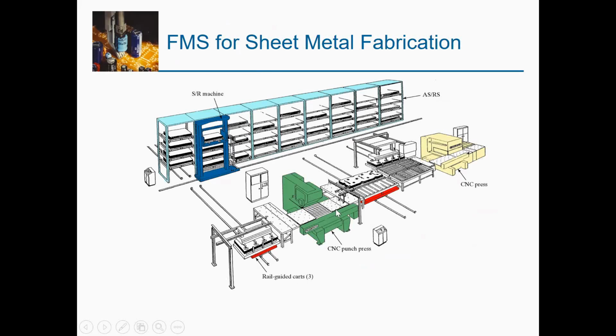This is the rail in which the parts are going on, and we have a cart on top of which a pallet is mounted, and the pallet moves the part. A CNC punch press, these parts require some punch pressing, and CNC presser is also here. The parts move further. When needed, it can pick it up from here and move it. This is FMS for sheet metal fabrication, right?